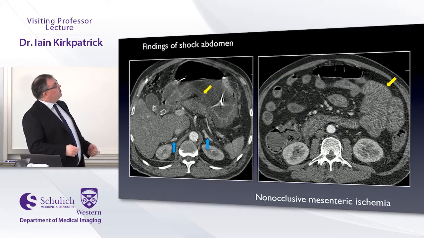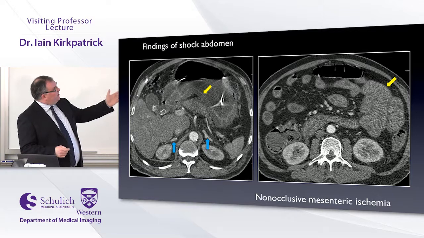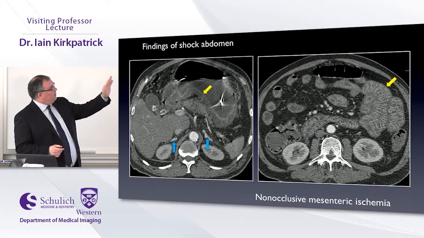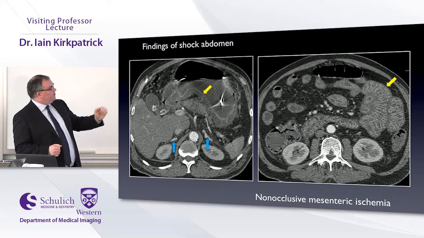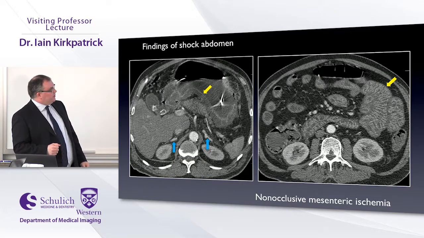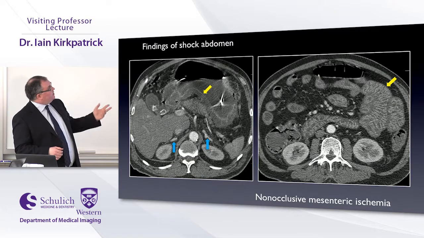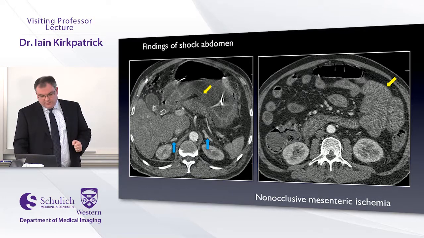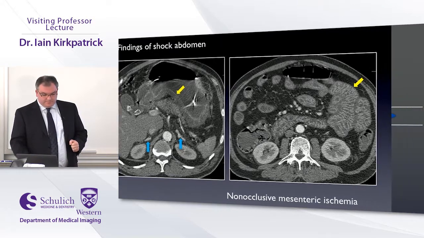So in this example, this patient had shock abdomen. You can see there's diffuse small bowel and gastric thickening shown by the yellow arrows. And here is our clue. The blue arrows are showing us hyperenhancing adrenals. And this patient was resuscitated after an episode of non-occlusive ischemia.